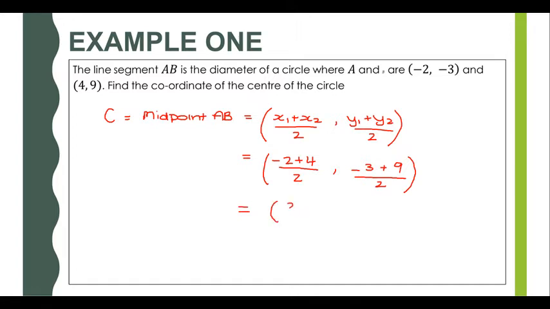And we can work out each of these values. So -2 plus 4 gives us 2. -3 plus 9 gives us 6. So we get 6 over 2, and we can simplify that to give us the coordinate of the centre, which is 1, 3.